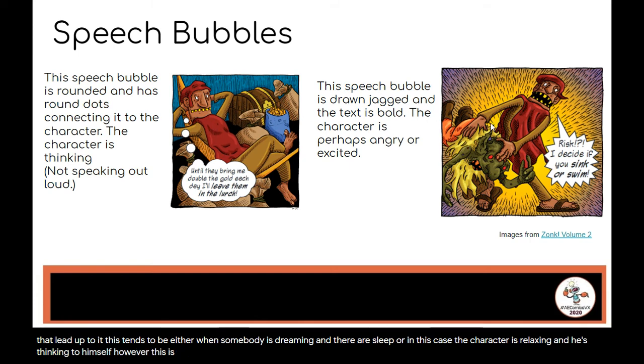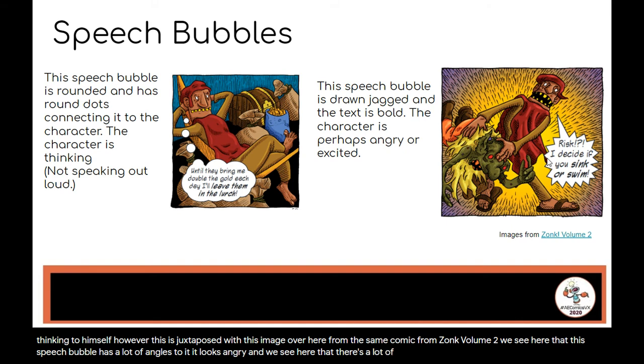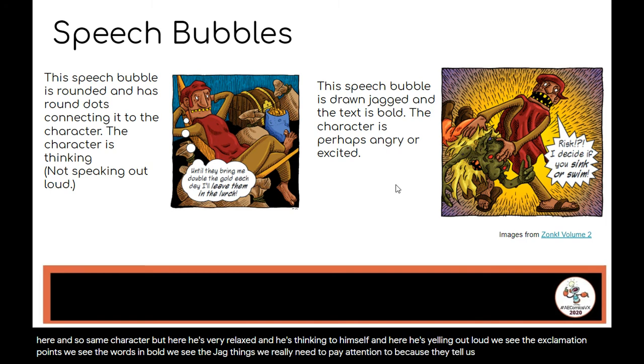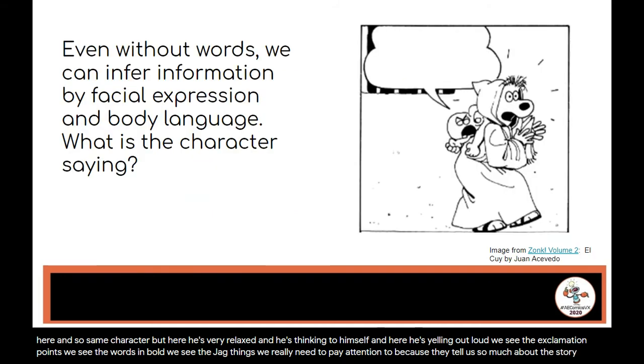However, this is juxtaposed with this image over here from the same comic from Zonk Volume 2. We see here that this speech bubble has a lot of angles to it. It looks angry. And we see here that there's a lot of lines, a lot of movement going on here. And so, same character, but here he's very relaxed and he's thinking to himself. And here he's yelling out loud. We see the exclamation points. We see the words in bold. We see the jagged edges. So, those simple things we really need to pay attention to because they tell us so much about the story.